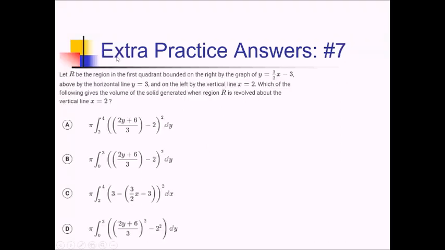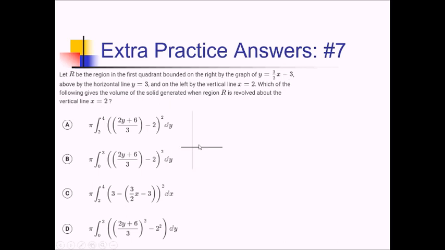On this one, we have R as the region in the first quadrant, bounded on the right by the graph of this line here, this horizontal line, and on the left by this vertical line. We want to know which of these gives an expression for the volume of the solid generated when R is revolved around the vertical line x equals 2. So I'm going to have to graph this out because I'm having trouble visualizing this.